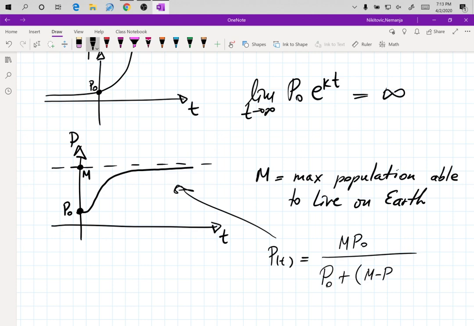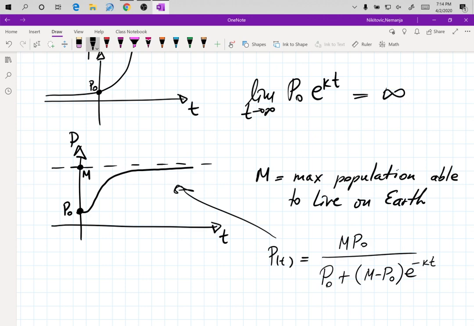plus (m minus P0) e to the negative kt. Yeah, kill me now. I don't have the reference for this with me. This might be it. I am trying to flip through the pages to see if anything similar is given, but it's not. Yeah, let's go with this. I think this should be good.